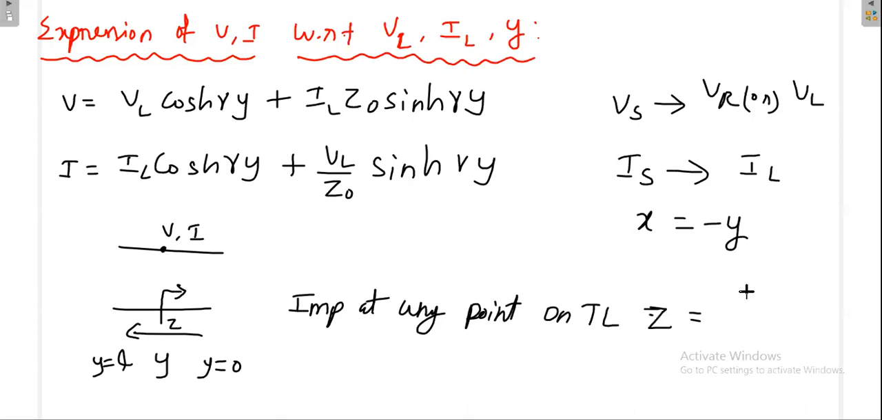Simply I can take the ratio of the voltage at that point and the current at that point. Because current and voltage are really different with respect to different points. If you move around on the transmission line, definitely your voltage and current will vary, because voltage and current is finally a function of Y. So impedance at any point on the transmission line, Z is equal to V divided by I. And then you substitute the equation of V and I here.